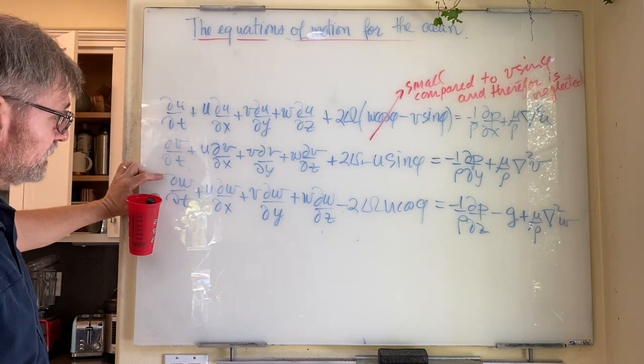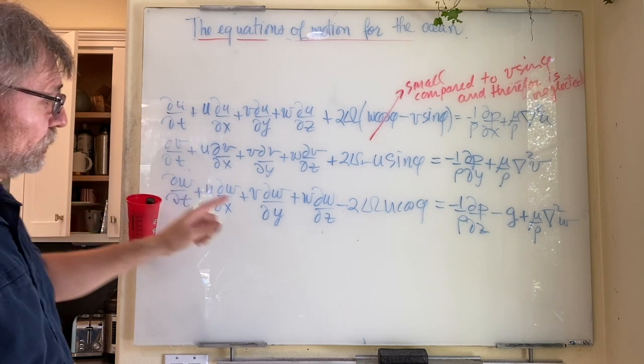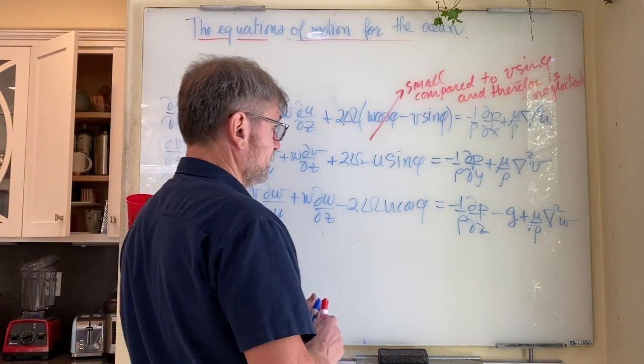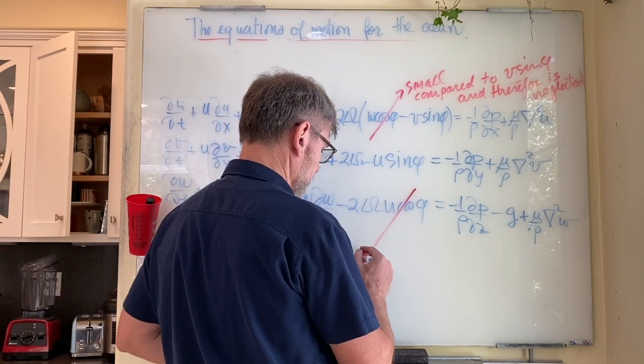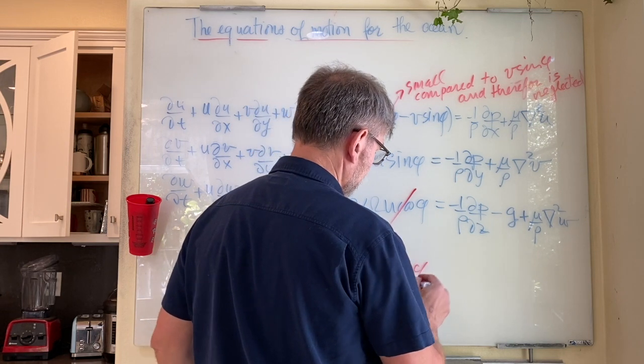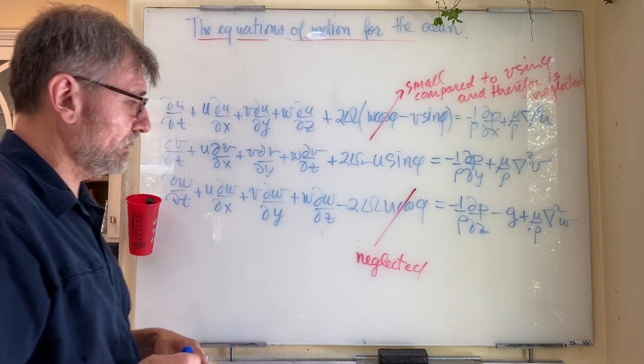And then we have the vertical equation. So there's also a Coriolis force in that one. And this one, we also neglect. So this is traditionally negligible, neglected. But the justification for this is not as good, so it depends on the problem.